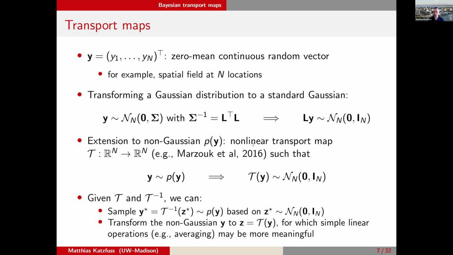we now have not a linear map, but a nonlinear transport map that I'm calling T, that also characterizes this distribution in the sense that if y is a sample from this general non-Gaussian distribution P of y, then T of y is a sample from our reference standard normal distribution.